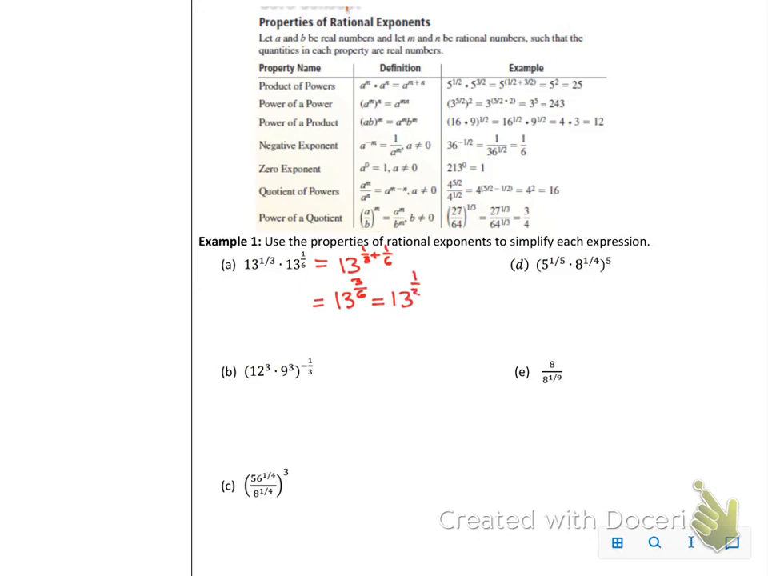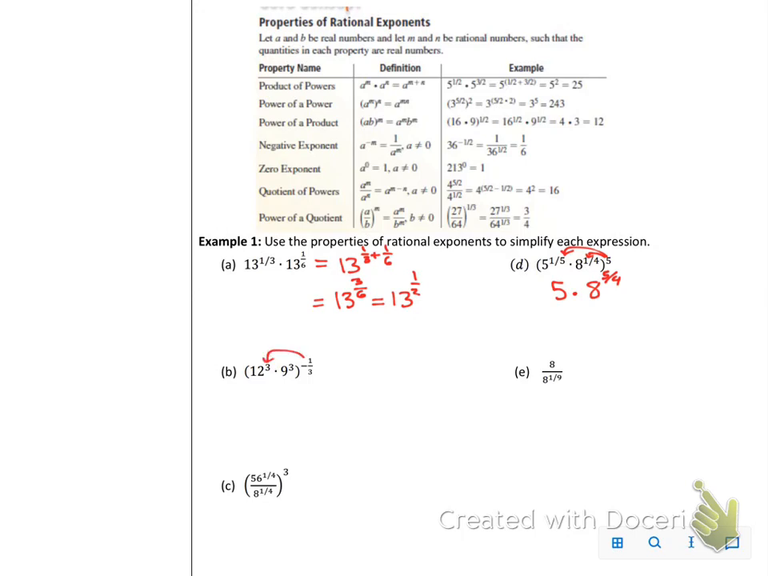Now, if you have something outside of your parentheses, you have to first distribute it in, and then realize that you have a power raised to a power. When you have a power raised to a power, you multiply them. So when you have two things multiplied together, you add, but when you have the power to a power, you multiply. Now 5 times 1/5 is just 5, and 5 times 1/4 is 8 to the 5/4 power. And that's all you're doing.